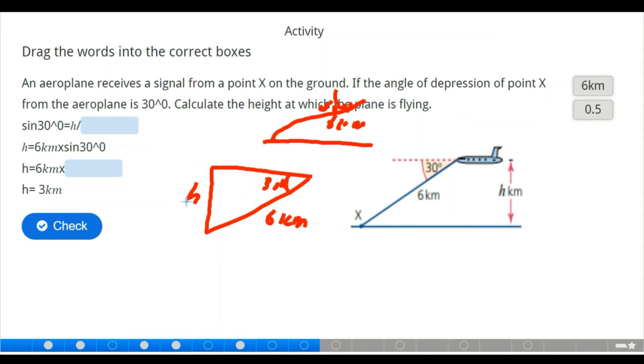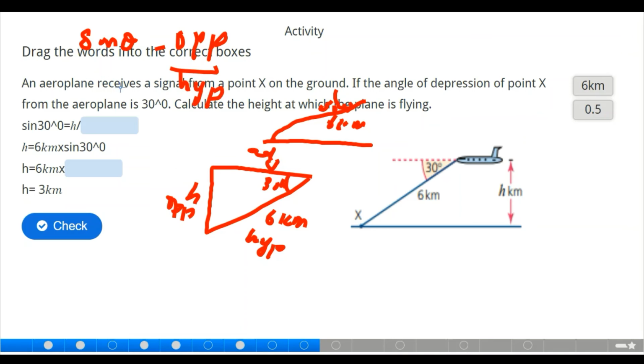So having that, you should see that this is going to be the opposite now. We have the hypotenuse, isn't it? And this is going to be the adjacent. So with that, the best trigonometry ratio to use is sine. So we have sine theta equals opposite over hypotenuse. Our theta is 30 degrees, opposite is h and hypotenuse is 6 kilometers.